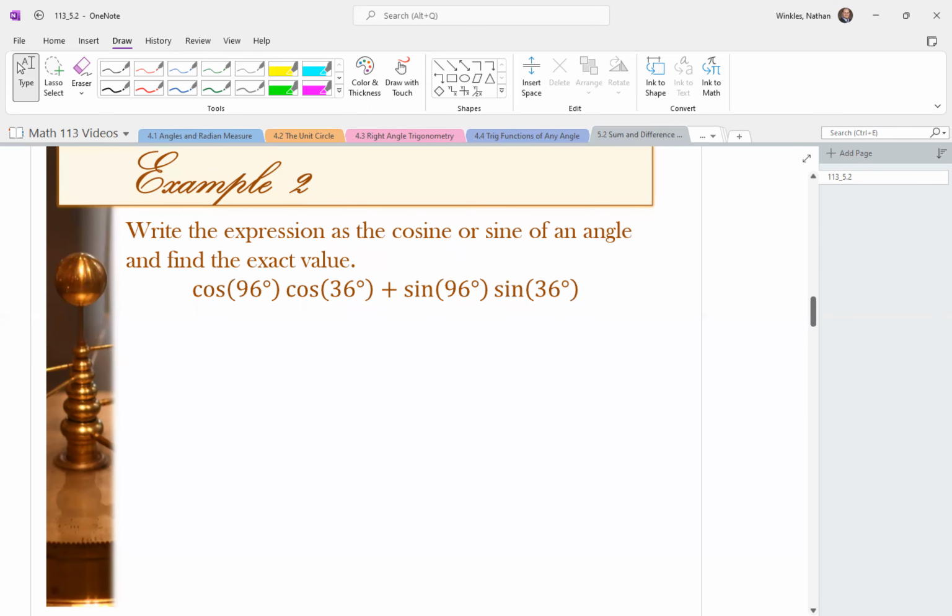So now we're told to write the expression as the cosine or sine of an angle and find the exact value. In this case, we have cosine, cosine. So that means it's either cosine of alpha plus beta or alpha minus beta. We have a plus in there, so that's going to be a subtraction. So therefore, this becomes cosine of 96 minus 36, which is cosine of 60 degrees. So that is writing the expression. Cosine of 60 degrees we just talked about is 1/2.